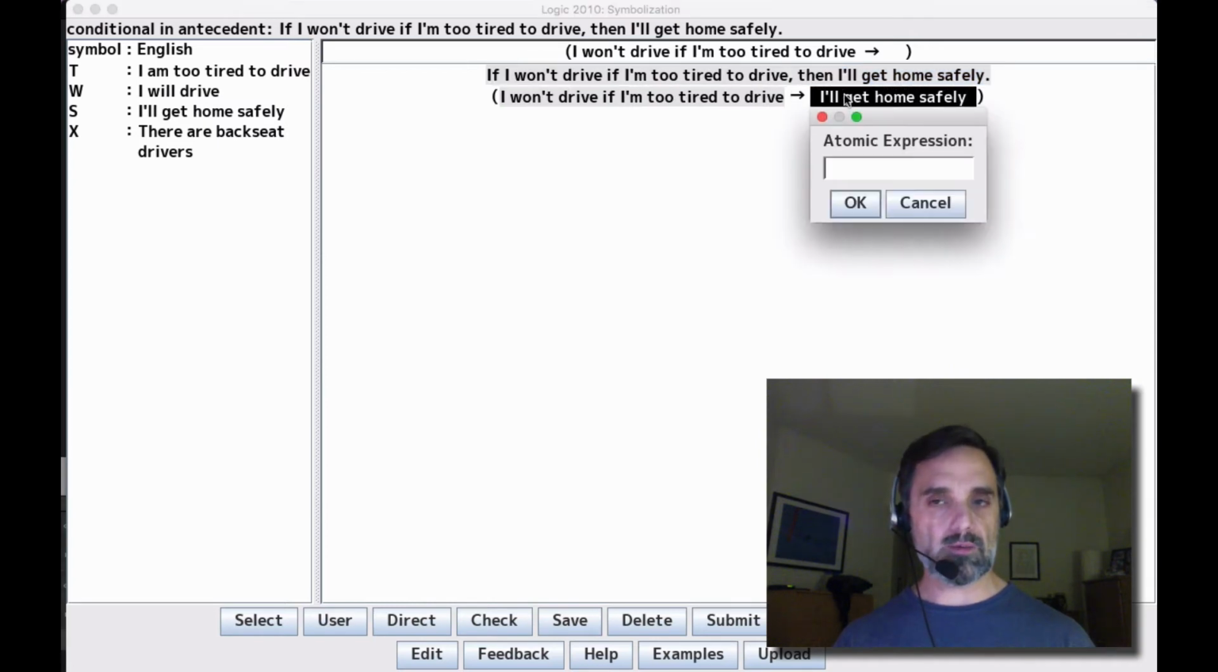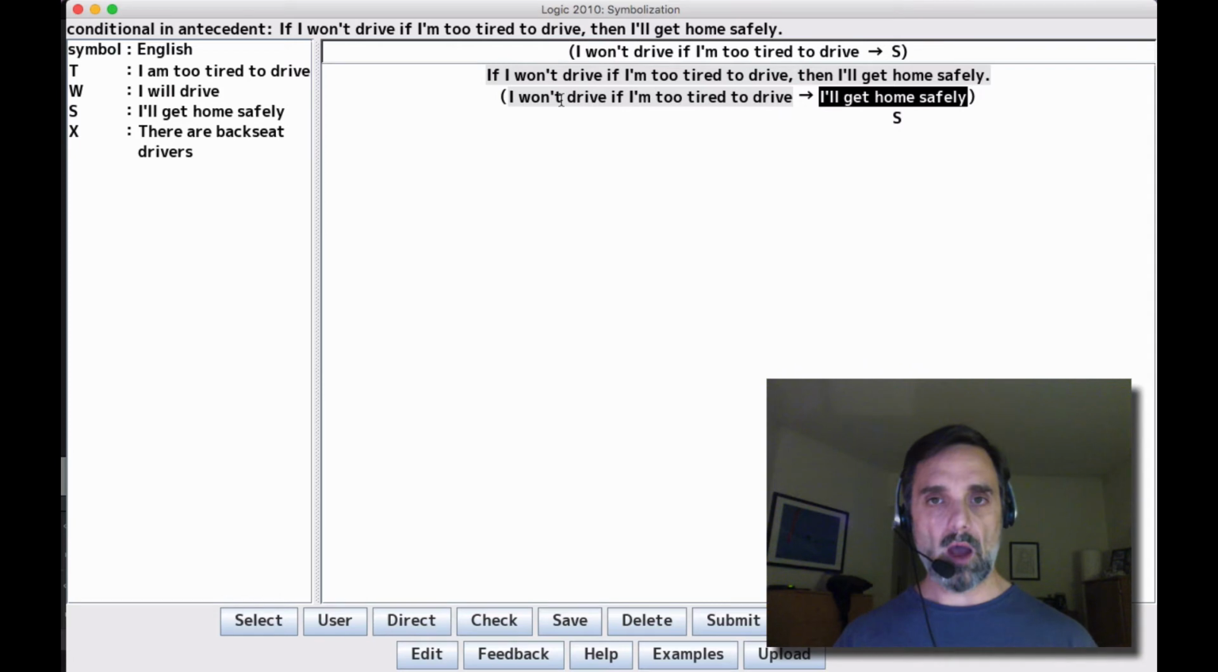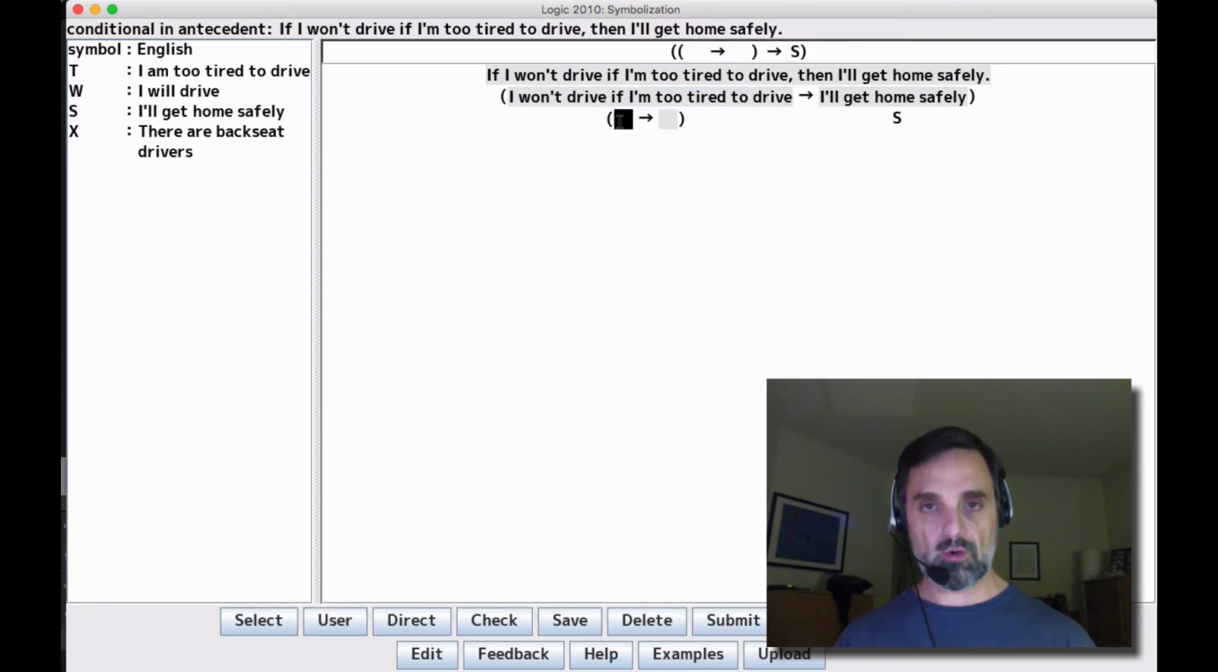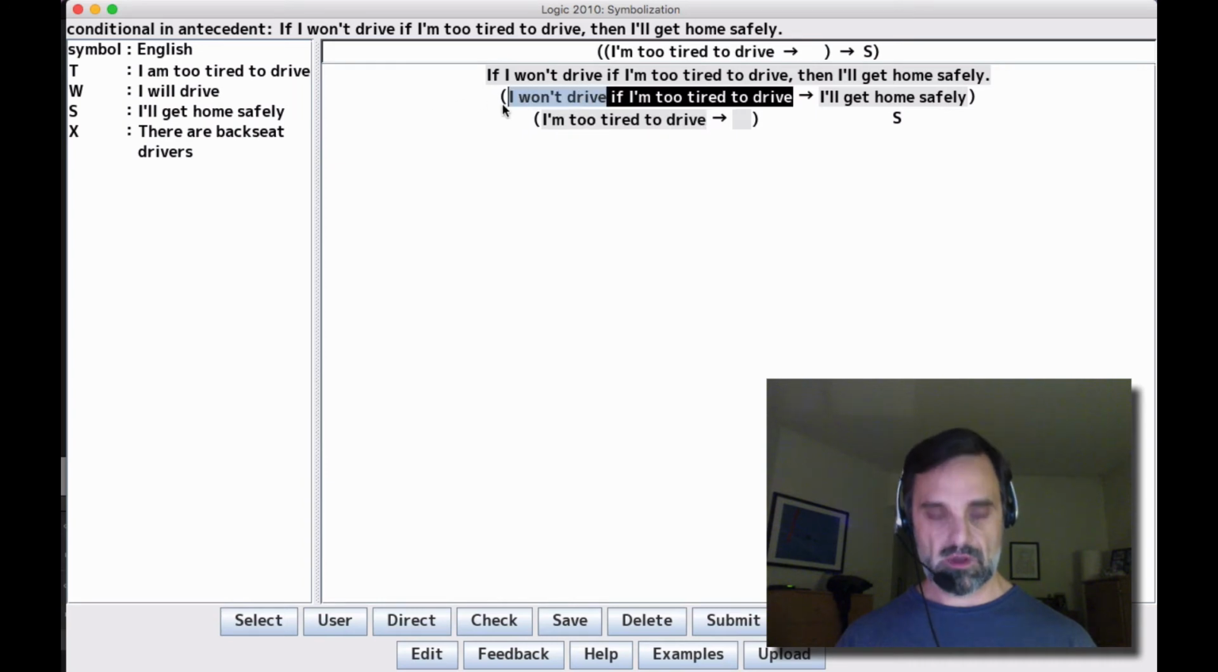Okay, I'll get home safely is atomic S. I won't drive if I'm too tired to drive. Okay, it's an if, so it's a conditional. The if hooks onto I'm too tired to drive. The if hooks onto the antecedent, so we want to put I'm too tired to drive into the antecedent, and I won't drive into the consequent.